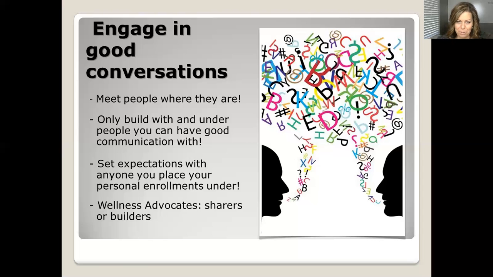Okay, next one, set expectations with anyone that you place your personal enrollments under. So I no longer will ever place anybody under anyone unless I talk to them first and have told them the expectations of what this is going to be like. For instance, I will let them know, hey, you need to make sure and place an order of at least 100 PV every month. That's kind of the requirement for us to do that. And we're going to talk about that.